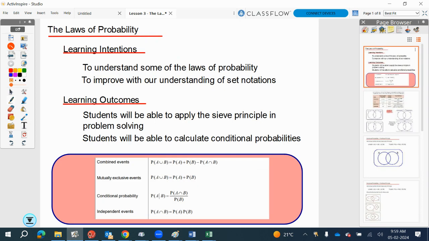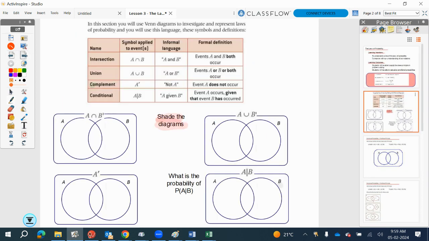Okay, so looking at the laws of probability today, we're having a go at shading these Venn diagrams. Let's see if we can do this first one. So we're looking at the intersection of A not B. So A is this one, not B is everything that's not in B. So we need the intersection of those two spaces. That's going to be this space here.